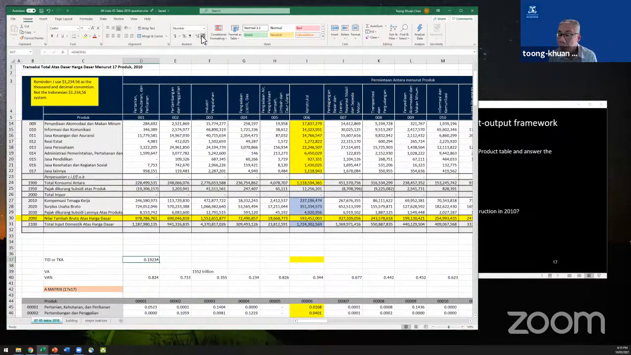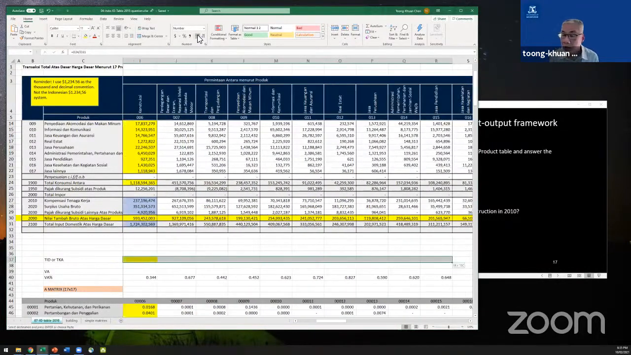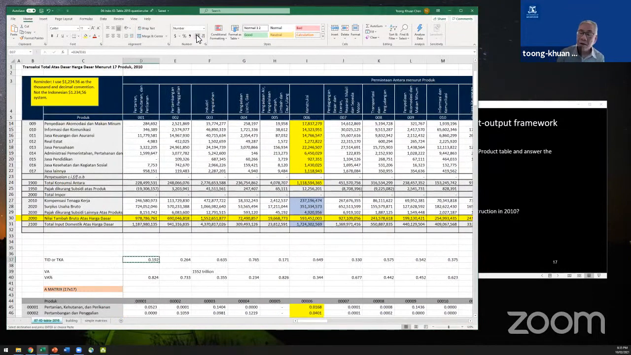0.19, copy, take it across to all 17. Okay, so agriculture only buys 19% from other sectors. Mining buys 26%. Manufacturing is very good, you see? This is good because they buy 63.5% of inputs from other sectors.